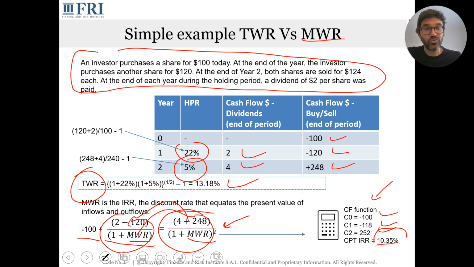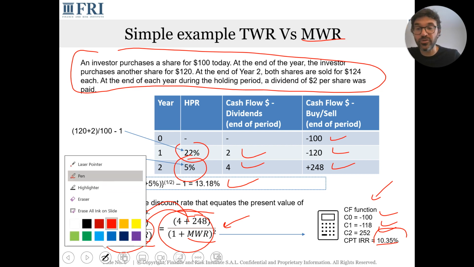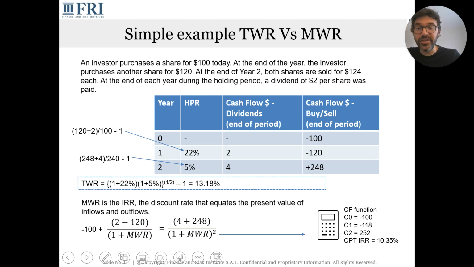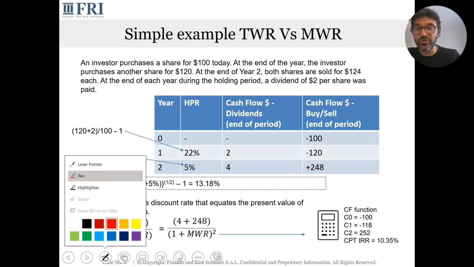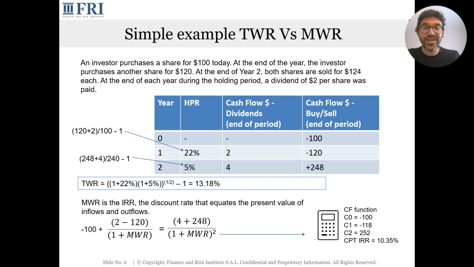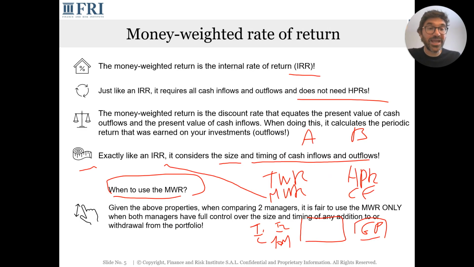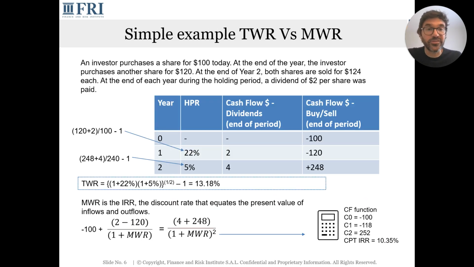So if the manager controlled when to inject more money into the portfolio and how much to inject, then you would use a money-weighted rate of return. Another very interesting thing is to recognize that the two measures are actually not equal. In that case, the money-weighted rate of return is actually lower than the time-weighted rate of return. And you should have an easy way to solve for that, sometimes without even calculating which one is actually higher. So let's look at this together.